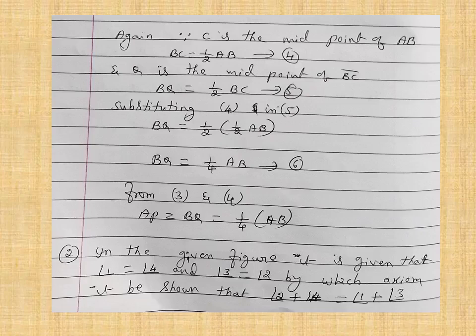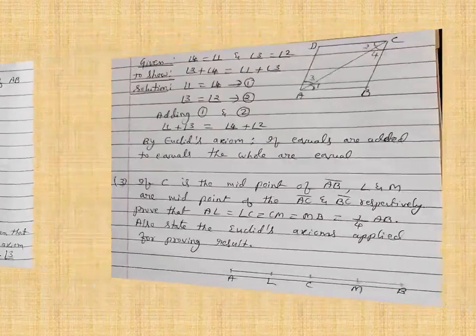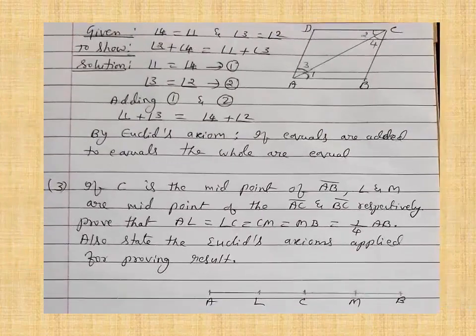In the given figure, it is given that angle 1 is equal to angle 4 and angle 3 equals angle 2. By which axiom can it be shown that angle 2 plus angle 4 equals angle 1 plus angle 3? Given angle 4 equals angle 1 and angle 3 equals angle 2. To show that angle 2 plus angle 4 is equal to angle 1 plus angle 3.